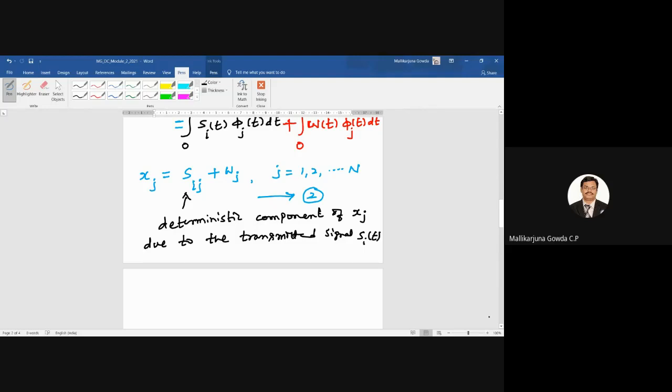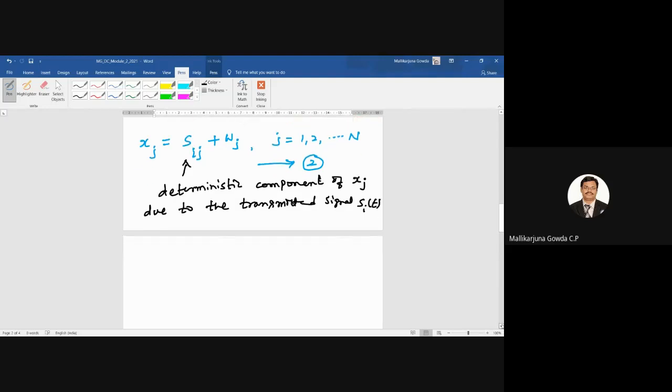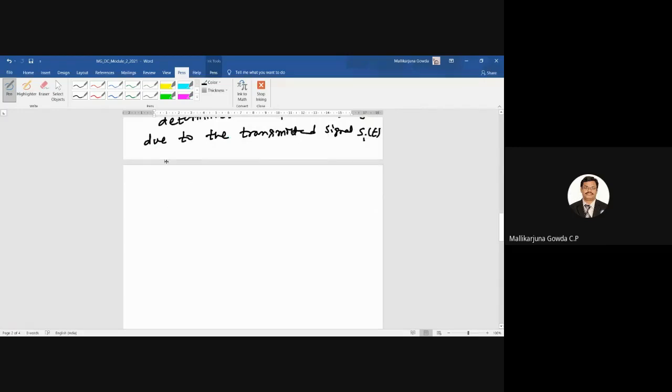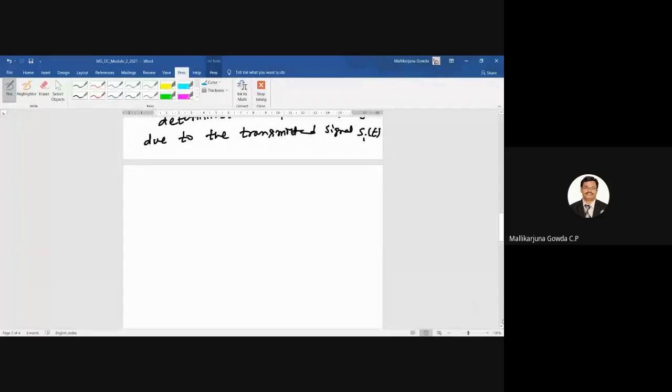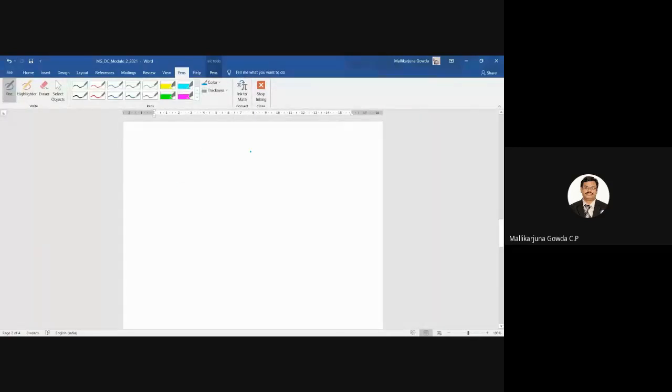Then we know how to find Sij. Quickly, any one of you can say what expression I can write for Sij? Already we know how to find Sij, the coefficient: integral 0 to t, Si of t, phi j of t into dt. Is this fine?